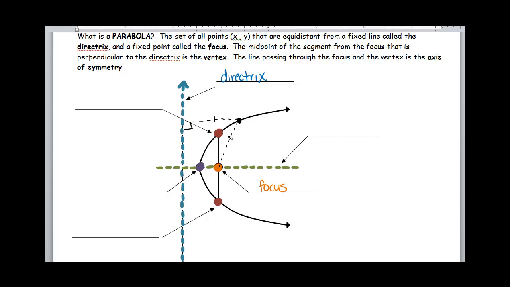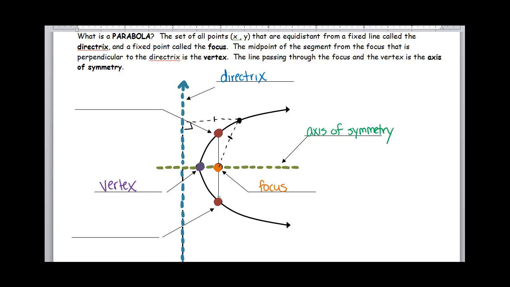Now, there's also a midpoint of the segment that goes from the focus to the directrix. This midpoint is called our vertex. There's also a line passing through both the focus and the vertex. That's called our axis of symmetry. Notice the axis of symmetry and the directrix are perpendicular.